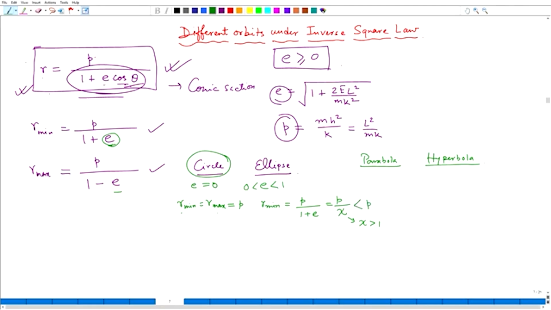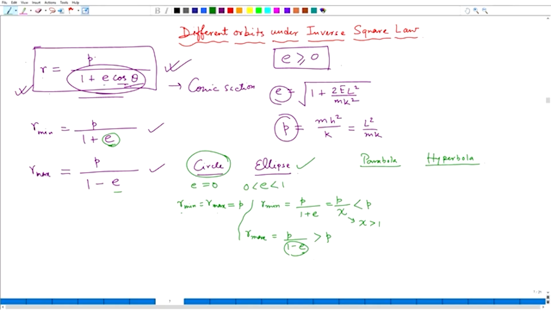Okay. Now, again R max, which is P by 1 minus E, same thing, E is positive. So, this should be less than 1. So, this fraction will be actually greater than P. Okay. But both of them will be finite, and that is why you have a bounded motion, although R mean is not equal to R max.